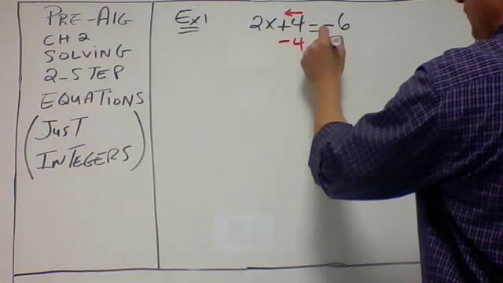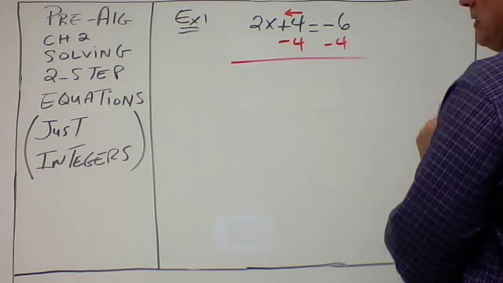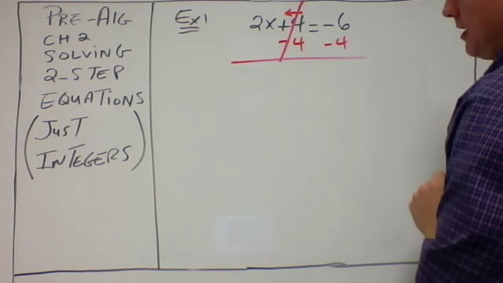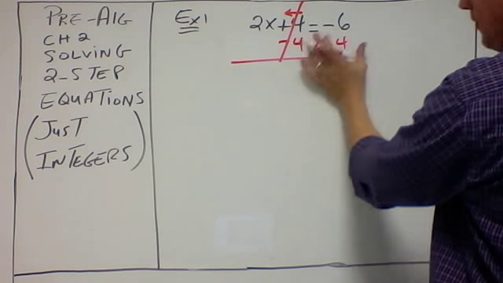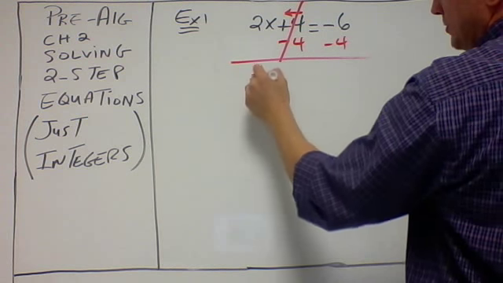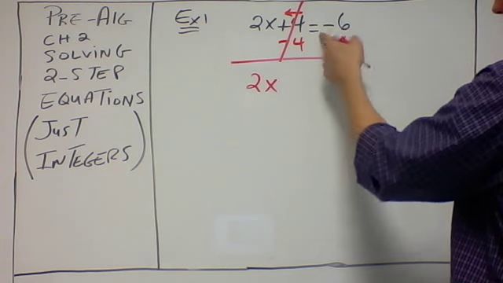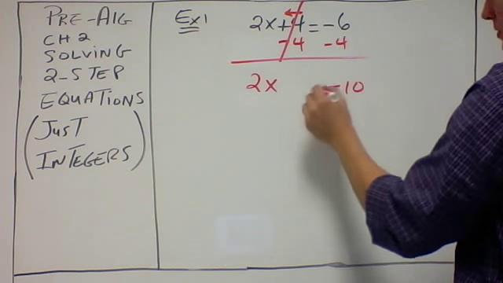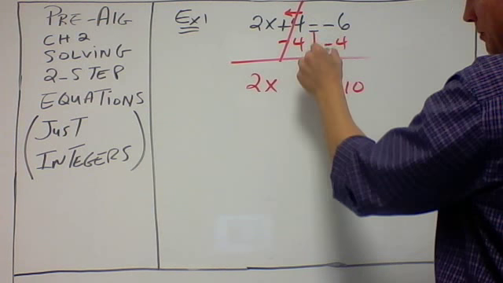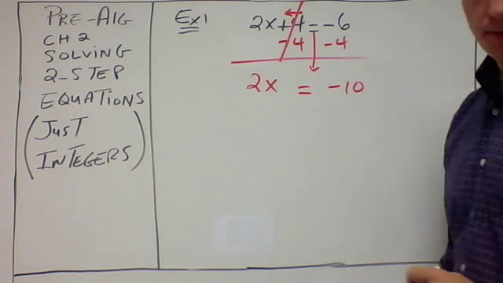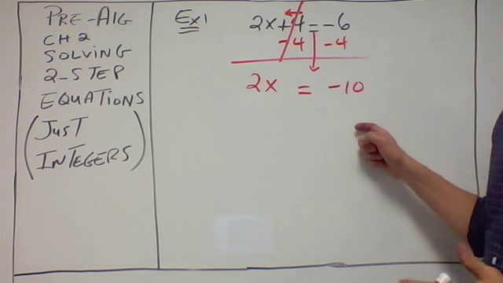So subtract 4 from both sides. Now that's gone, and I bring down what's left over. So I bring down the 2x. Negative 6 minus 4 is negative 10, using my integer rules. And then I bring down my equal sign. And now I have my two-step equation.